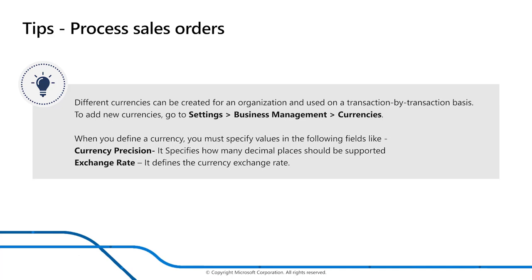Now, when you define a currency, you must specify values in the following fields, like the currency position. So this specifies how many decimal places should be supported. Depending on the currency, it could be 2, could be 4, could be 6, or it could be any other number. Then you've got your exchange rate. Now this defines the currency exchange rate. You just be mindful that this field doesn't automatically update from an external source. So again, thinking about making sure you're keeping your system updated.